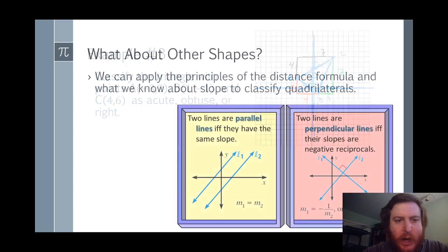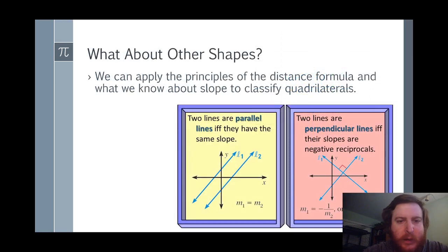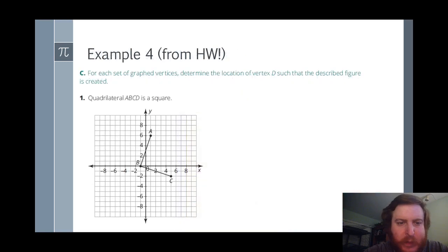All right. Moving on, we now want to think about our other shapes. The other thing we might need to do is think about parallel and perpendicular lines. Parallel lines have the same slope. Perpendicular lines have opposite reciprocal slopes. We learned that a couple chapters ago. So now we're going to take those and use them to talk about squares, rectangles, all those quadrilaterals.